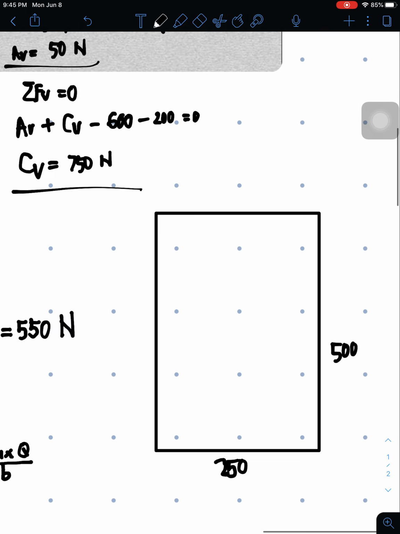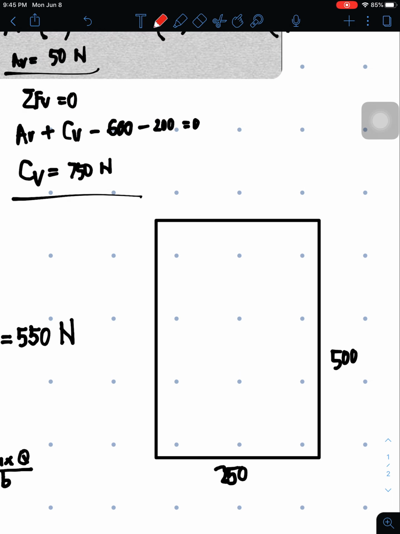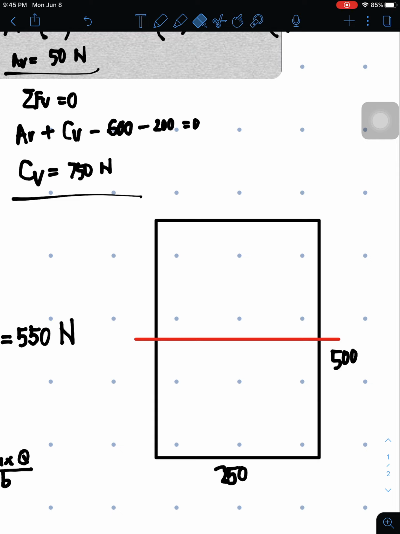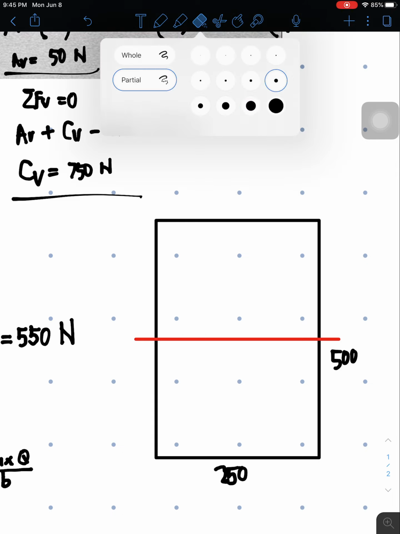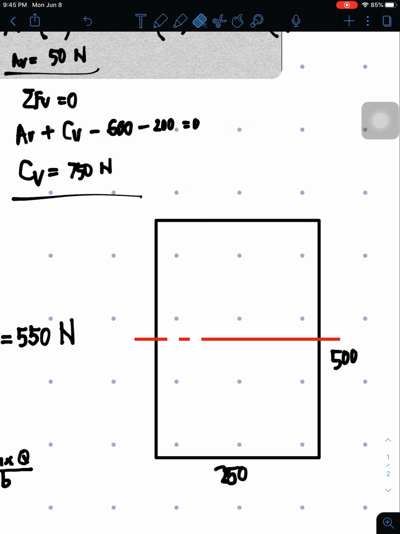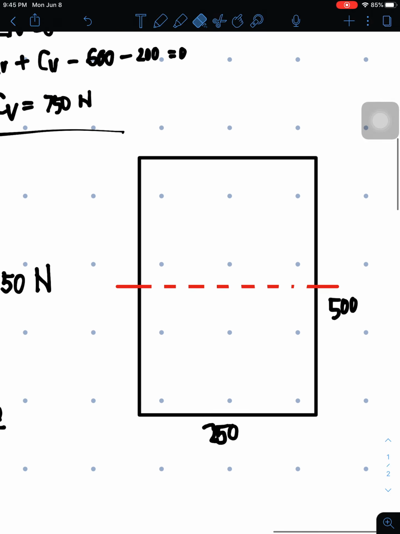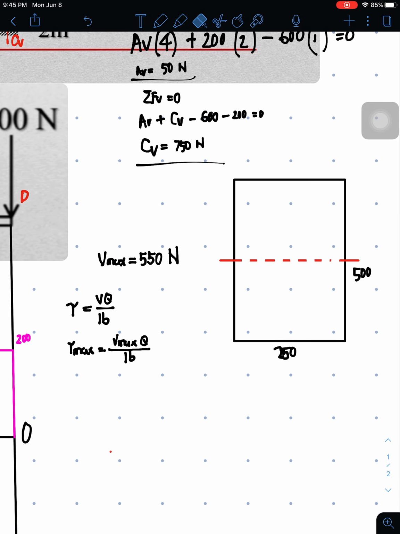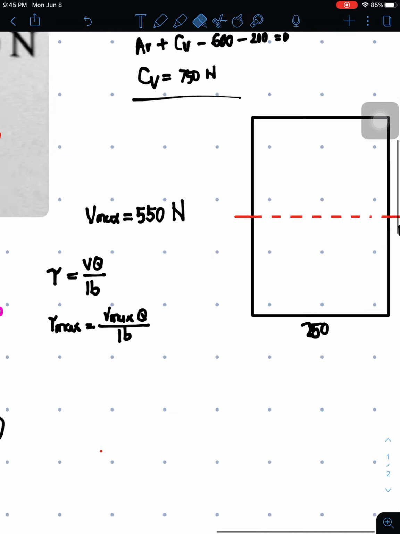Okay, and then of course do not forget that we're going to draw the neutral axis because the location of the maximum shear stress is found at the neutral axis. So here, this is the location of our neutral axis. And then, if this is our neutral axis now, let us proceed in getting the I.